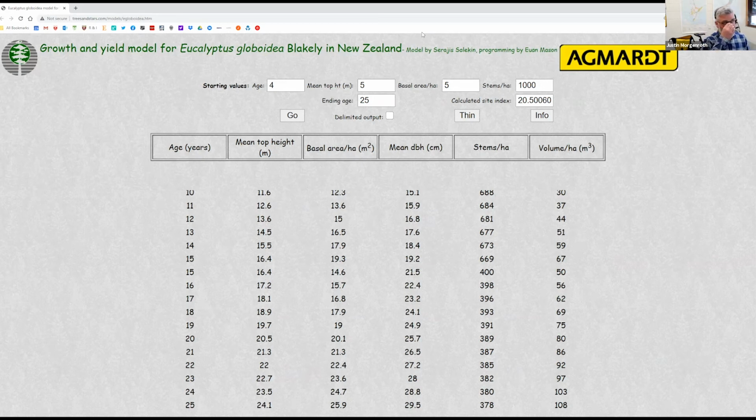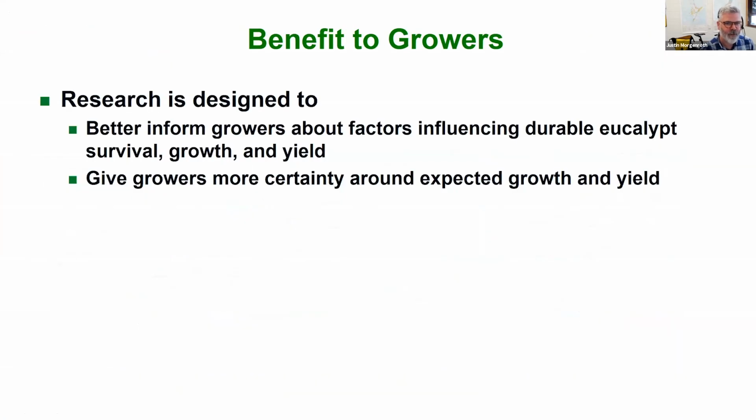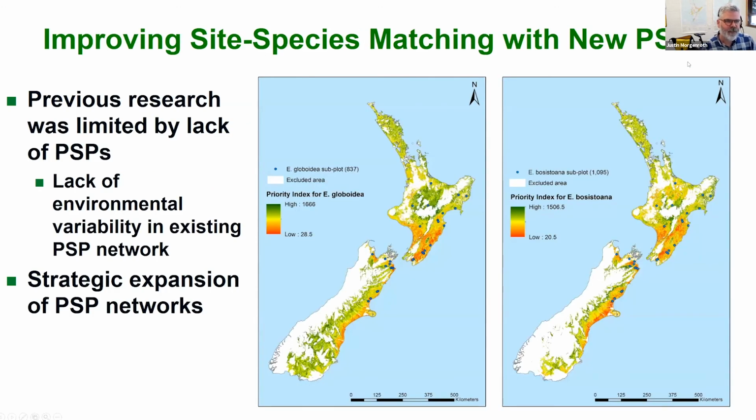So what's the benefit to growers? Well, essentially the research was designed to better inform growers about the various factors that are influencing durable eucalyptus survival, growth, and yield. And I think we've got a better understanding for at least Eucalyptus globoidea and basistoana now as to where we should be siting them. And then the secondary objective, I guess, is that with the online tool that was developed by Ewan Mason, we can give growers more certainty around expected growth and yield.